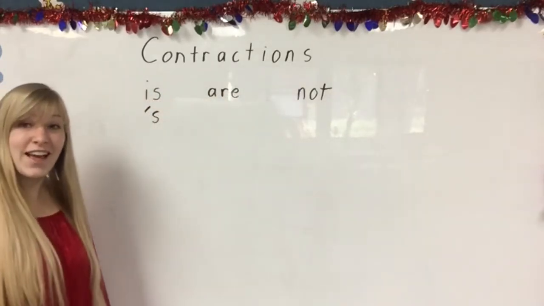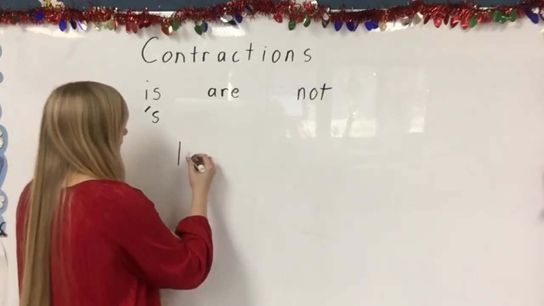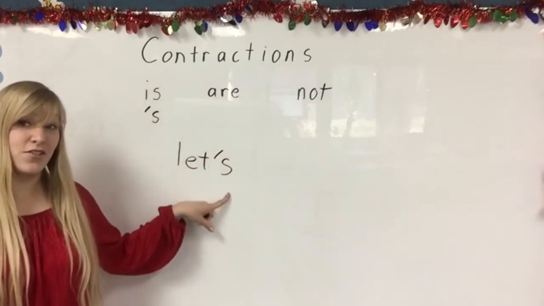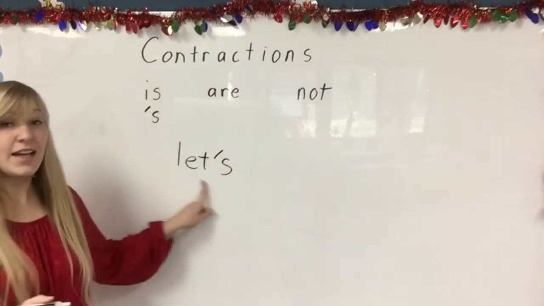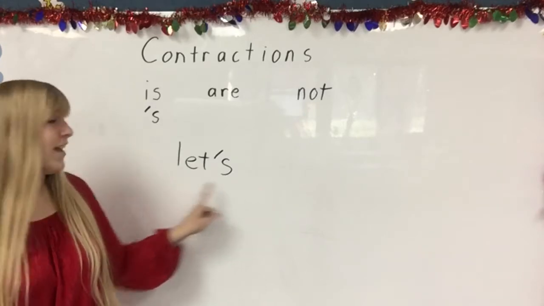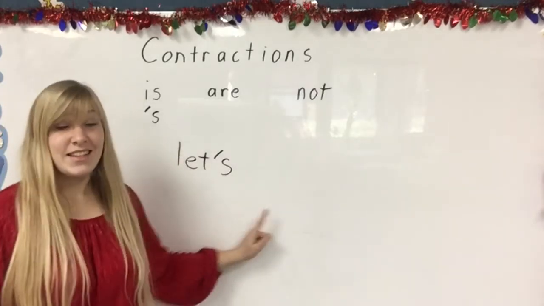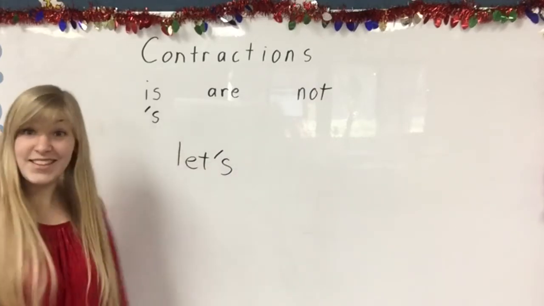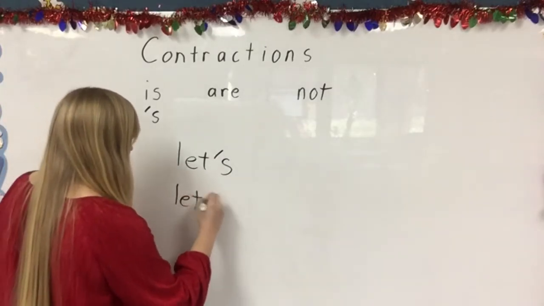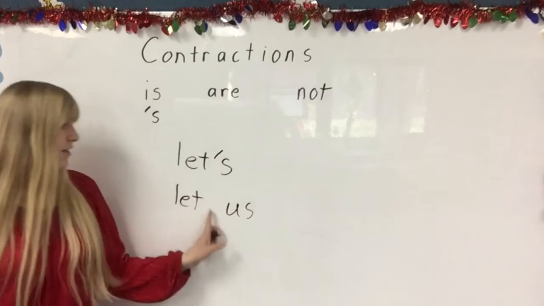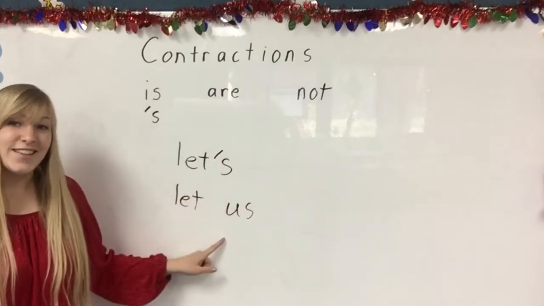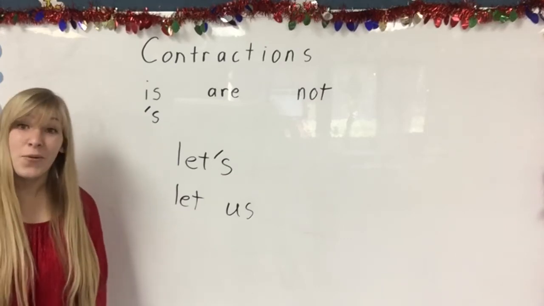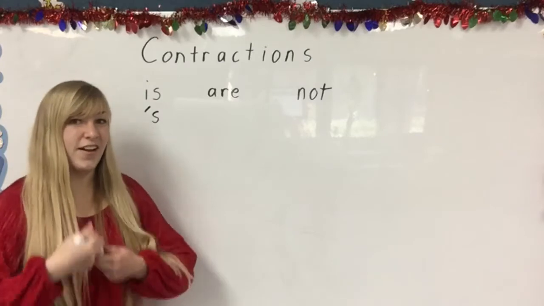There's one other word that has an apostrophe S in it. L-E-T apostrophe S. Let's. But this apostrophe S is tricky because instead of meaning let is, which doesn't make sense, I can't say let's go to the store. Let is go to the store doesn't make sense. So what would make sense? Let us go to the store. So this apostrophe S is us. So whenever you're using contractions, make sure you use them in a sentence so that way you know what would make sense.